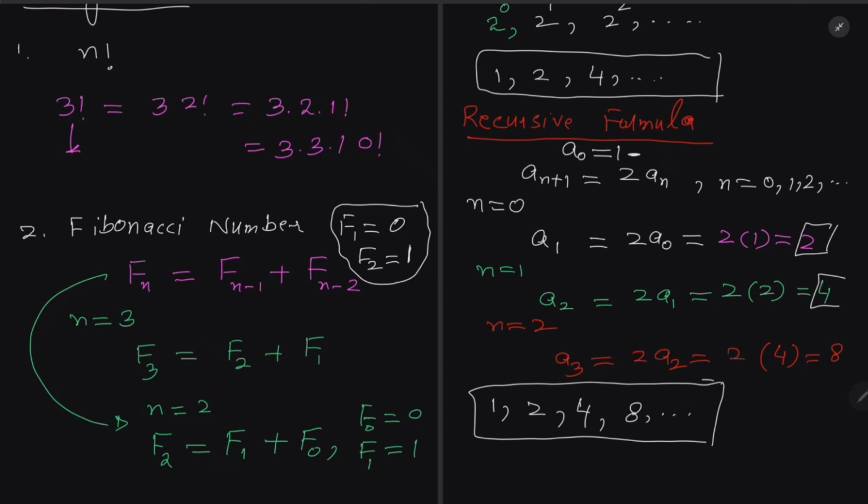Okay, so now we just solve one example. You got the idea. The idea is that any sequence an can be written in terms of an plus 1 and some value of an. It can be a sum, it can be a multiplication, and so on and so forth. Example.